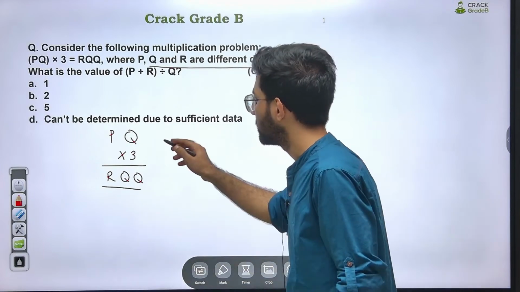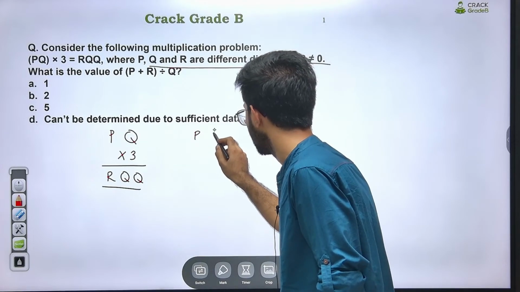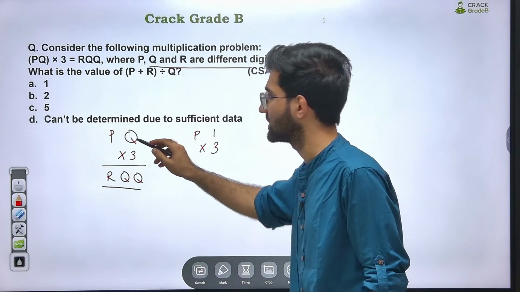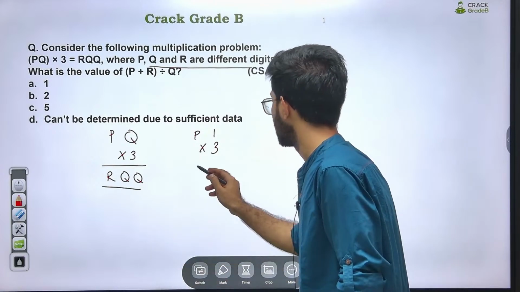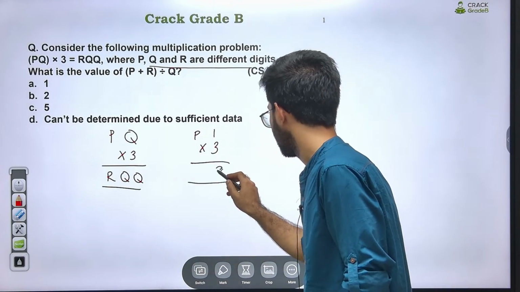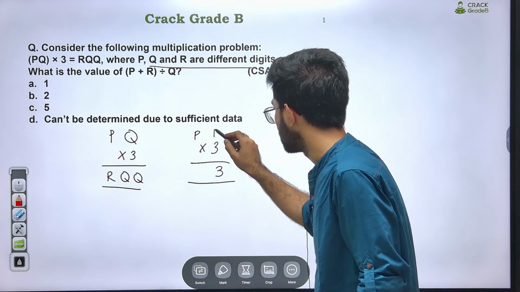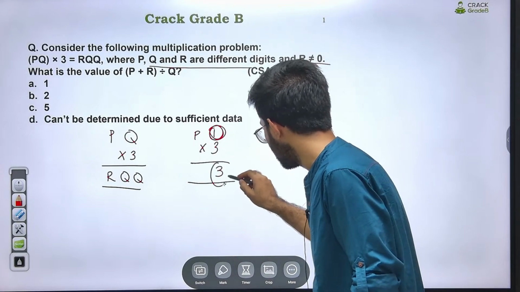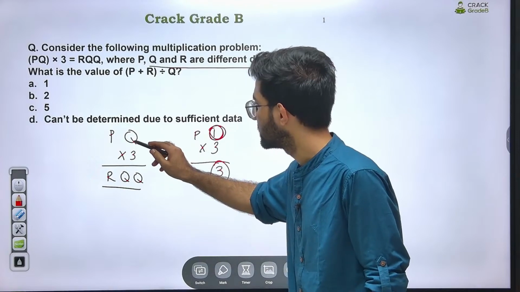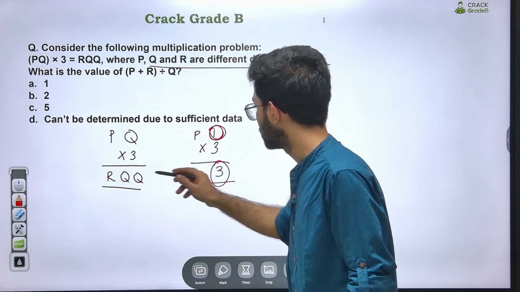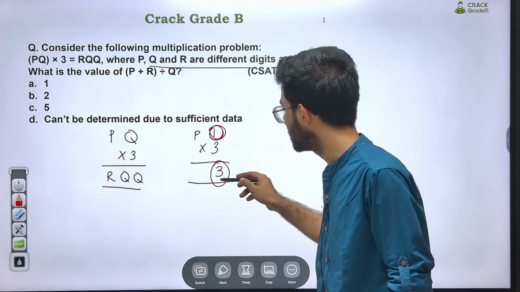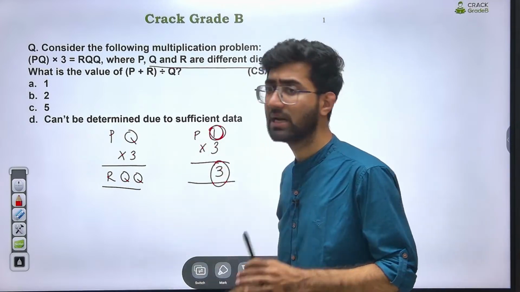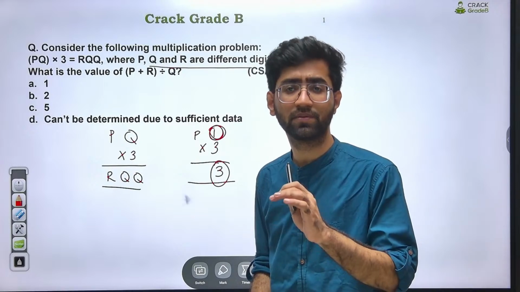Let us check one by one. Let us take P1 into 3. We are assuming that the value of Q is 1, so we will get 3. The question says that if you multiply Q with 3, you should get Q. If you multiply 1 with 3, you are getting 3, not 1. It means that the value of Q can't be 1.